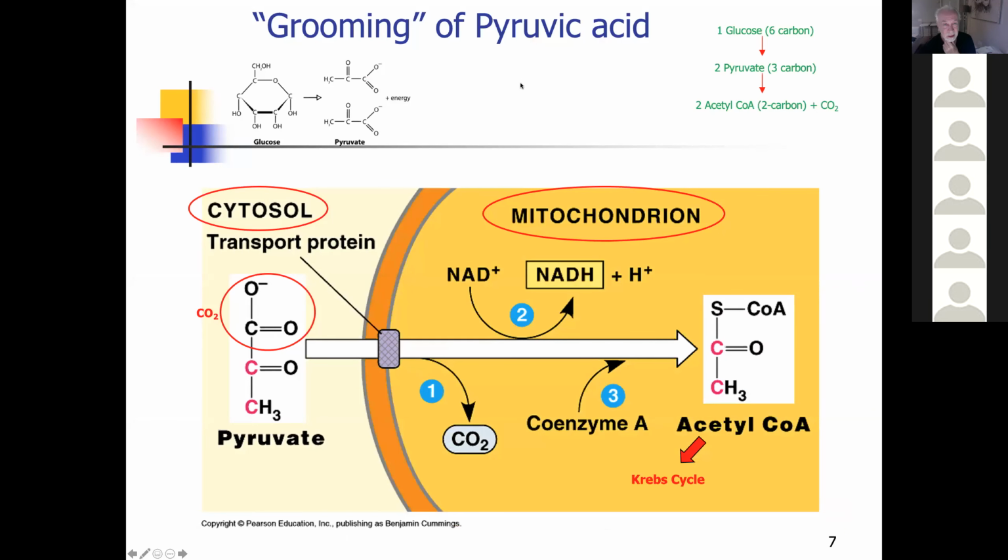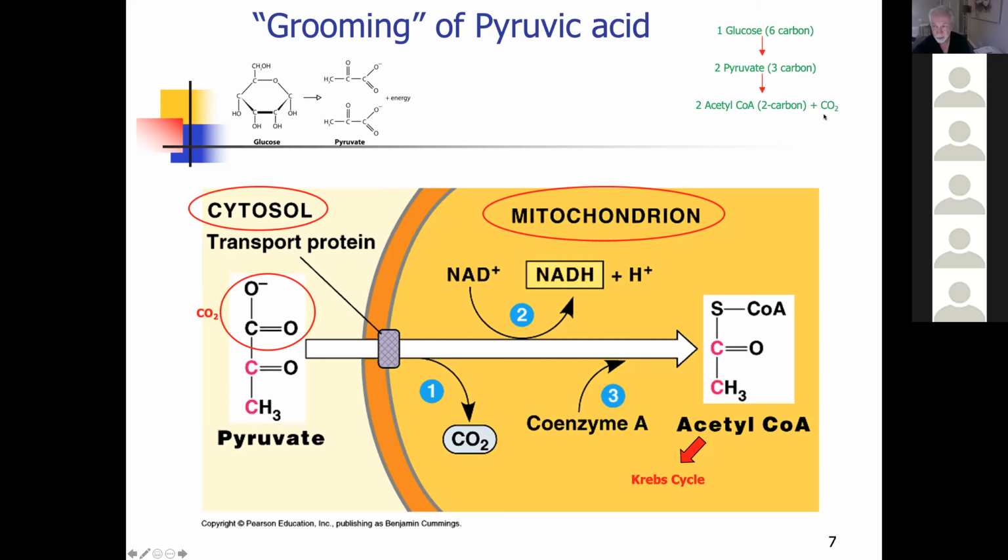Well, this slide is entitled The Grooming of Pyruvic Acid. The summary of the information here is in the upper right. 1 glucose, which has 6 carbons, is converted to 2 pyruvates, each of which has 3 carbons, and those go to 2 acetyl-CoA molecules, which are 2 carbons. Where did the other carbons go? To carbon dioxide.